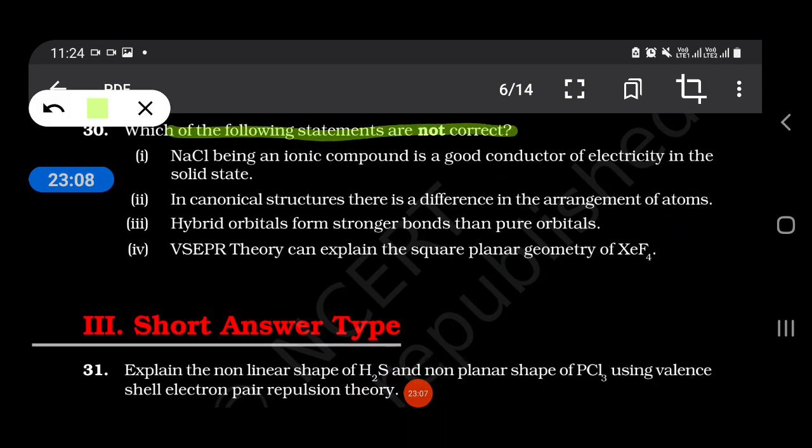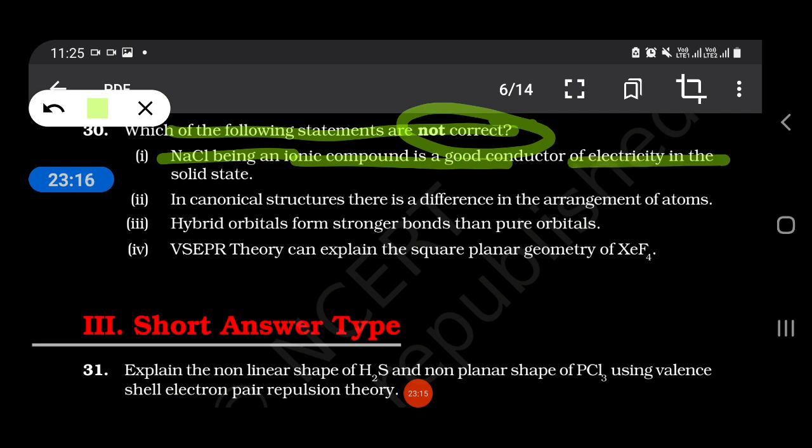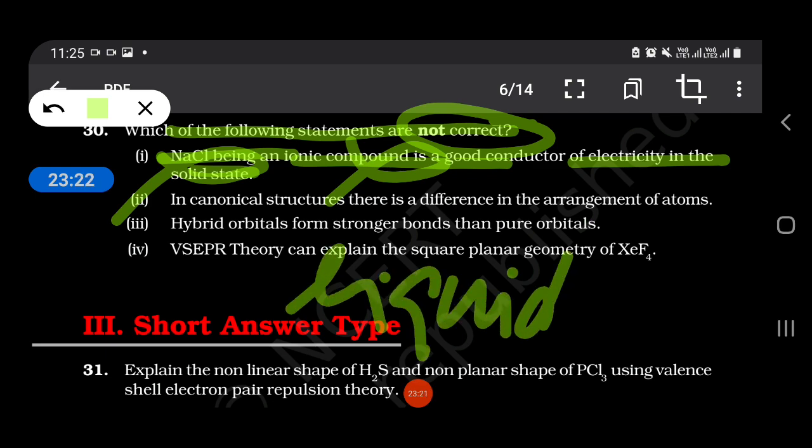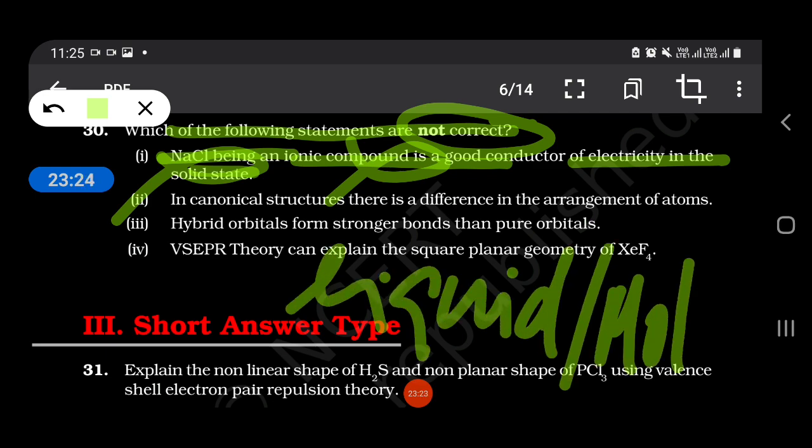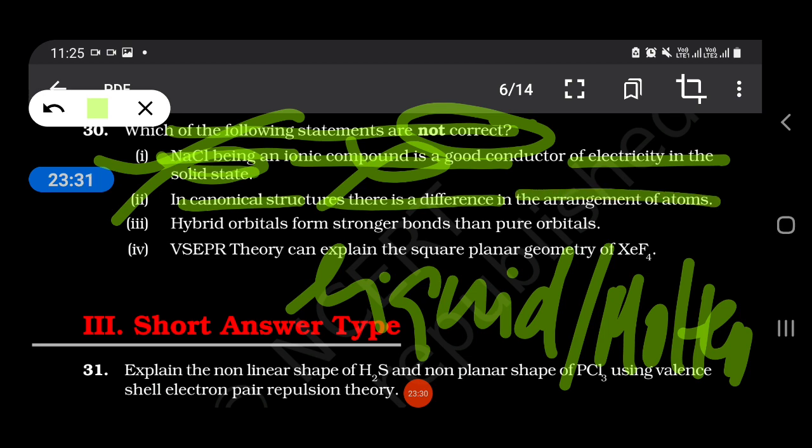Which of the following statements are not correct? NaCl being an ionic compound is a good conductor of electricity in the solid state. No, it is not in the solid state. It is in the liquid or molten state. So it is not correct. In canonical structures, there is a difference in the arrangement of atoms. No, there is no difference in the arrangement of the atoms.